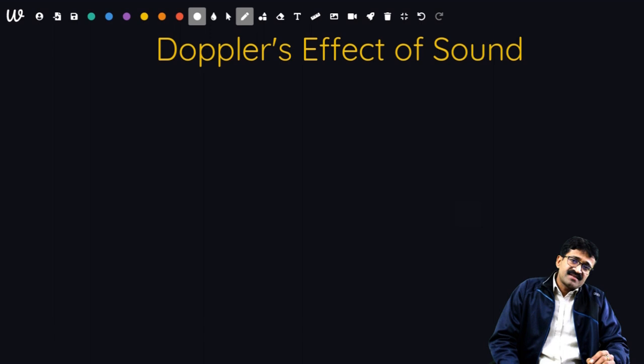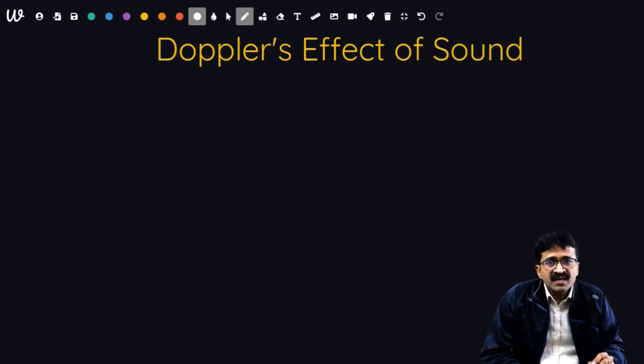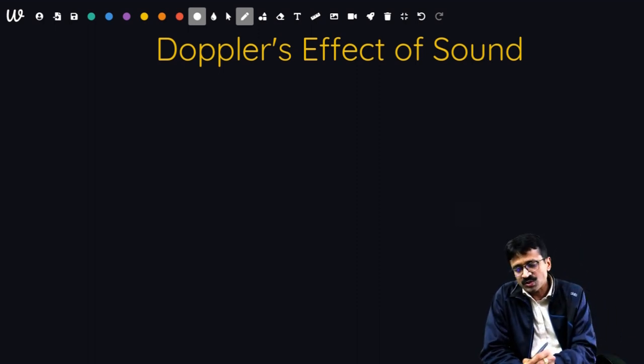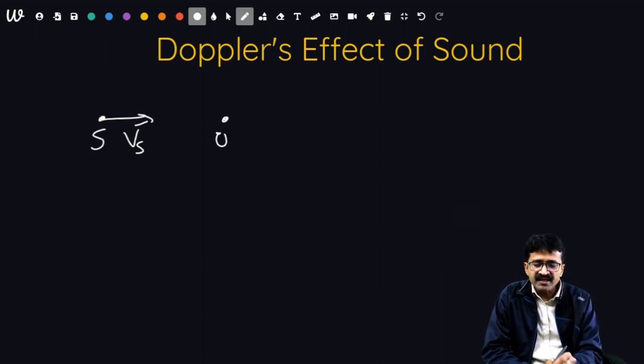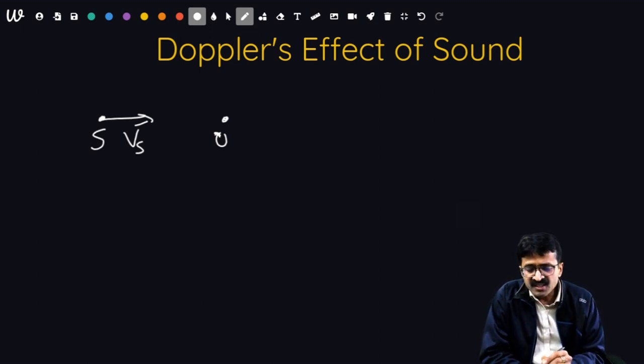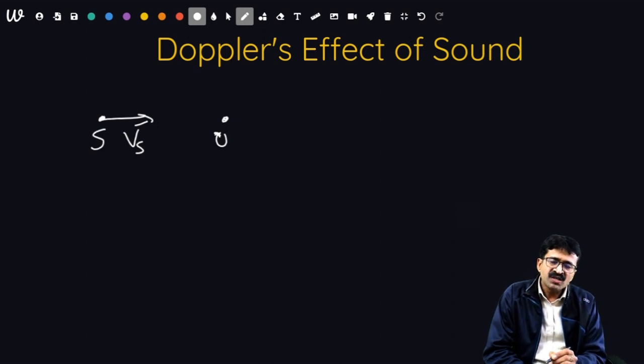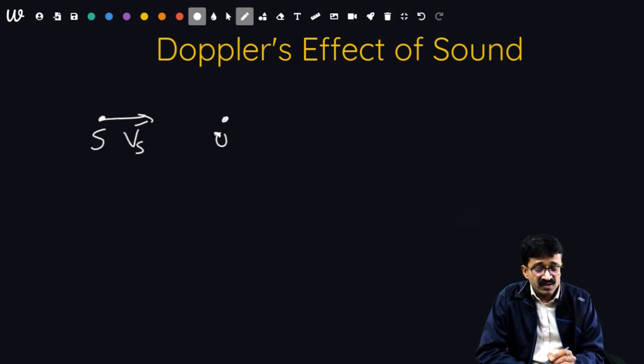Students, let us discuss when the observer is stationary and the source is in motion. Let there be a sound source S. It is moving toward a stationary observer with speed Vs. The observer is O. You can see it is stationary. We are not marking any motion sign, so it is supposed to be stationary. In this case, when the source is moving toward the observer, the observer will catch extra waves coming due to the motion of the sound source.